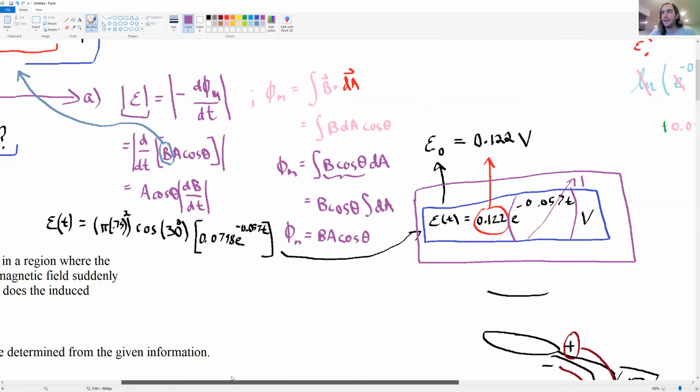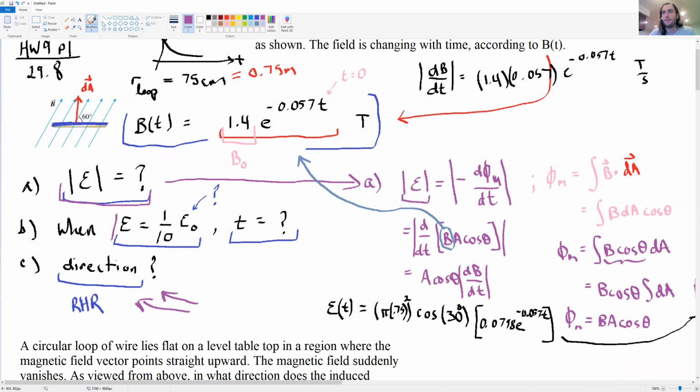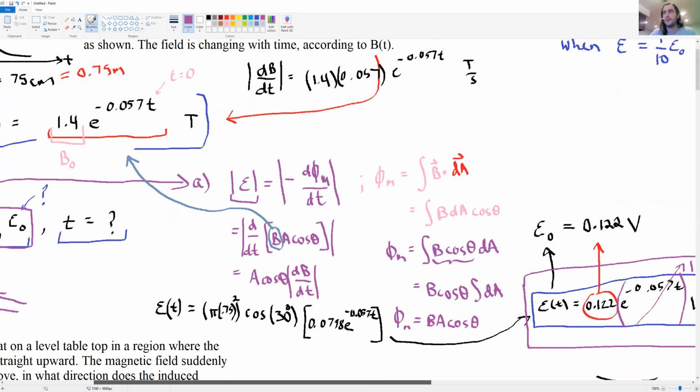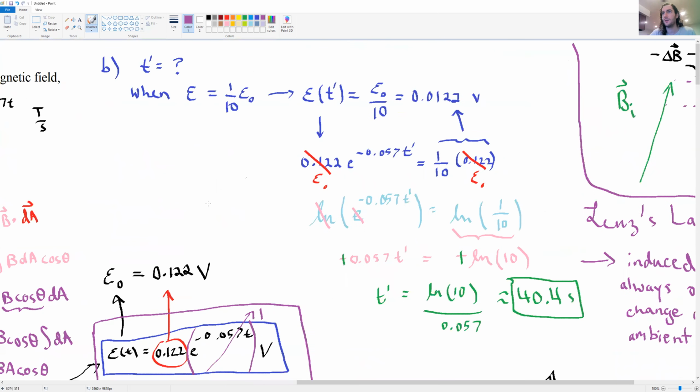So once we've identified the initial EMF, we can set up our condition here that the EMF equals 1/10 of the initial EMF. Right, so that's the strategy there. So once you set that up, you just go about solving for t. So E equals 1/10 the initial value of E. So that's what we did right here.